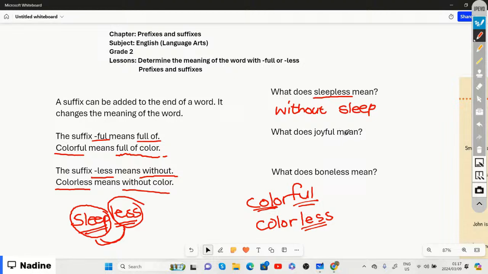And then if we look at the word joyful, what does joyful mean? Based on our suffix, full means full of, so joyful means I am full of joy. That is joyful. It's being full of joy. You are overexcited. You are happy. That is joyful.